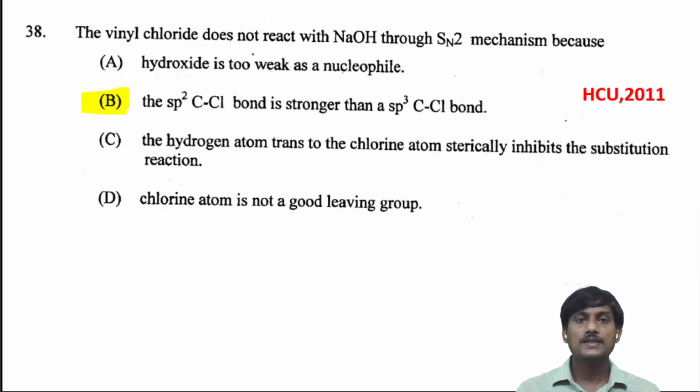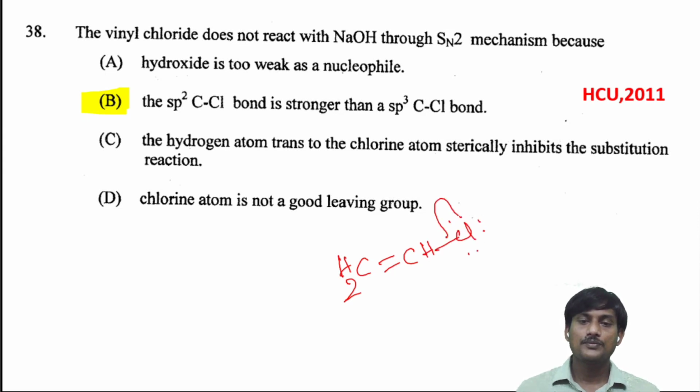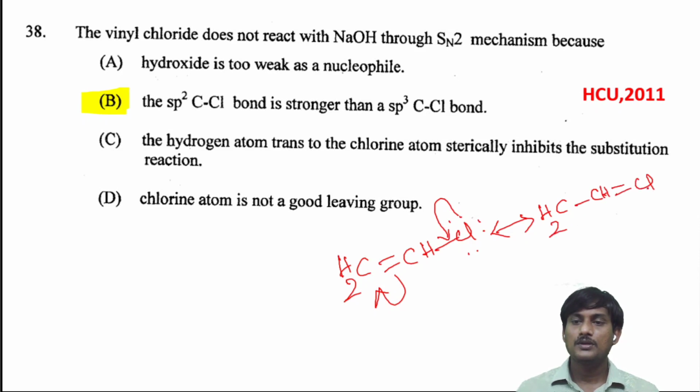The vinyl chloride does not react with NaOH through SN2 mechanism because in vinyl chloride, this is the vinyl chloride. Here there is a mesomeric effect. These lone pair of electrons participate in mesomeric effect, and one of the resonance structures will be CH double bond Cl, and here plus charge and here minus charge.